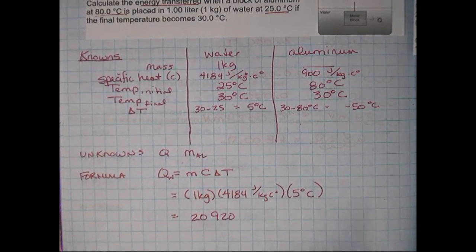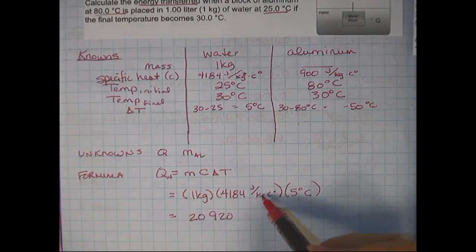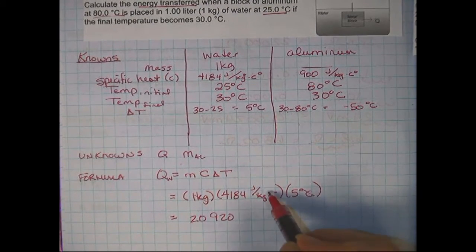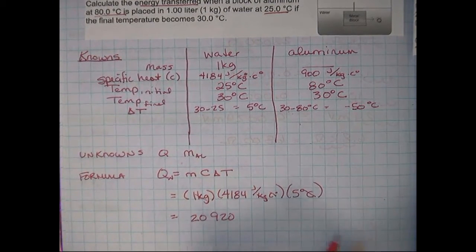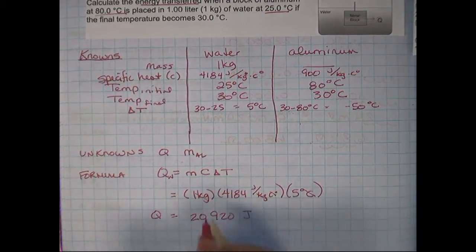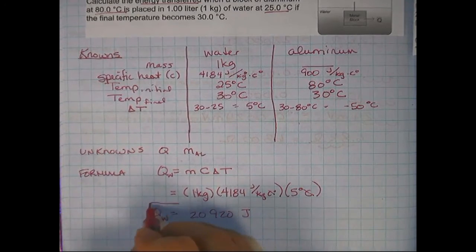now let's check the units. Kilograms on top and kilograms on bottom cancel. Celsius on top and Celsius on bottom cancel, leaving what units? Just joules. Energy is measured in joules. So this is the Q of the water.